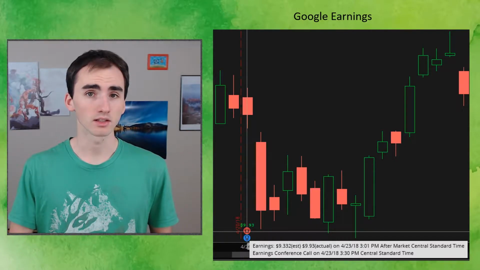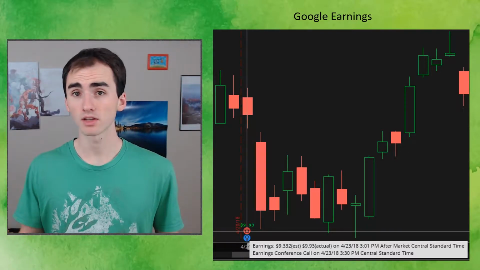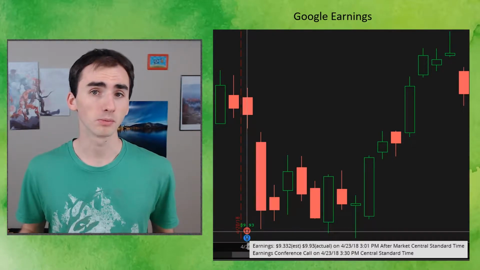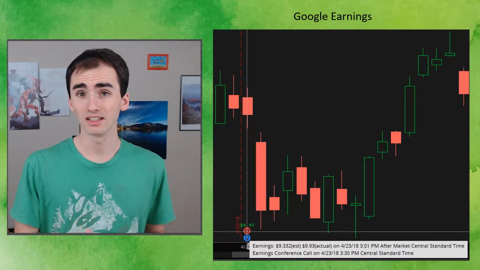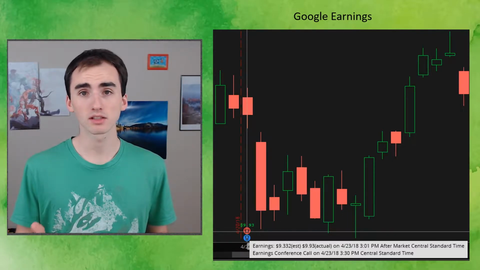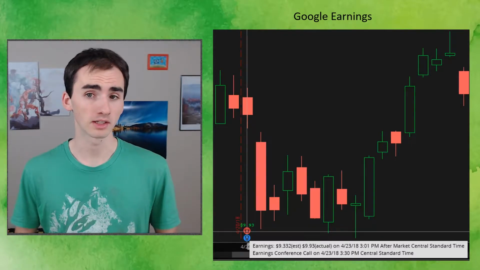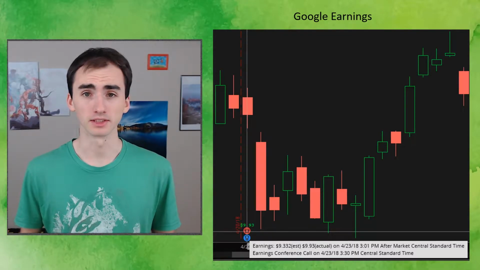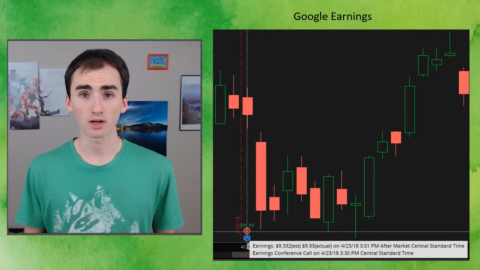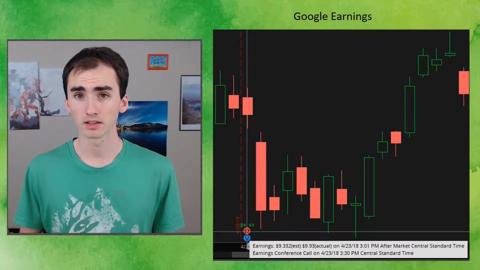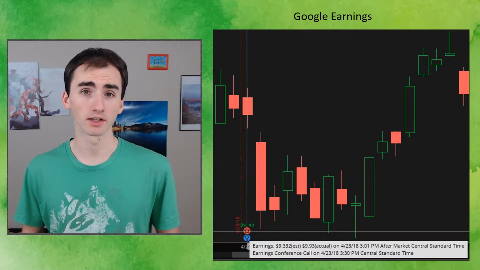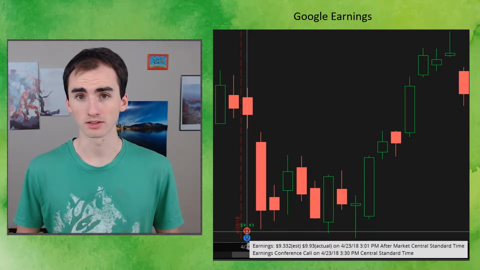And generally what that does is it should cause the stock price to go up because the stock is doing better than people thought. But in this instance, you can see based on this huge red candle that the stock price went down quite a bit. And that can be for a ton of reasons. One of them could be that people thought the stock was going to do way better than the predictions, and this just wasn't good enough for people's expectations.